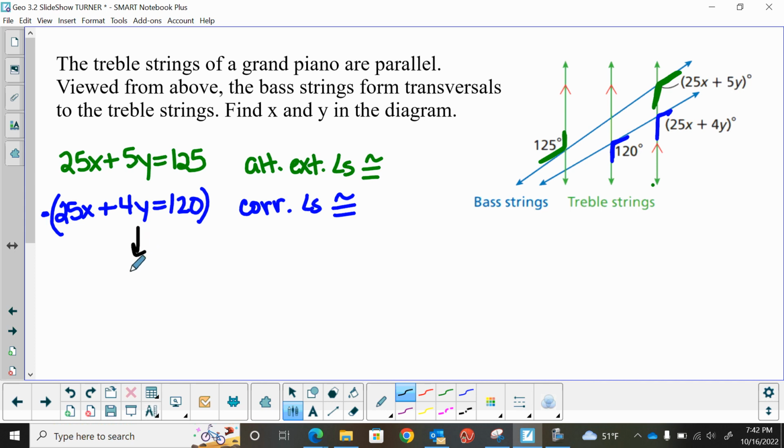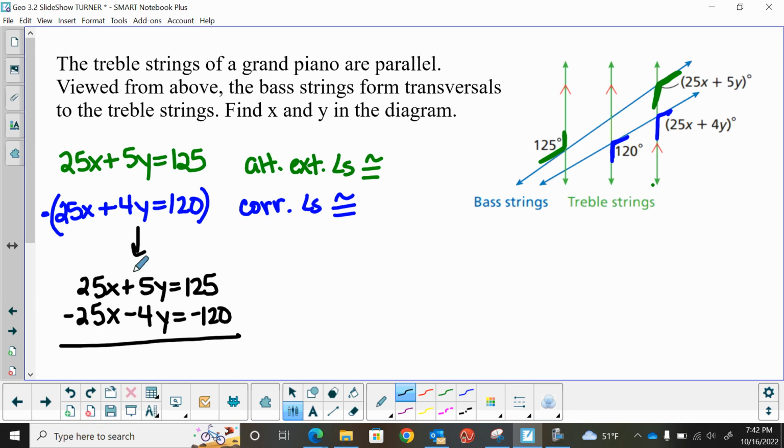So I'm going to rewrite my first equation. And then underneath that, I'm going to rewrite my second equation, but now I'm going to multiply everything by -1. Because then if I add these two together, going straight up and down and adding my x's, they eliminate. And then 5 minus 4y is y. And then 125 minus 120 is 5.